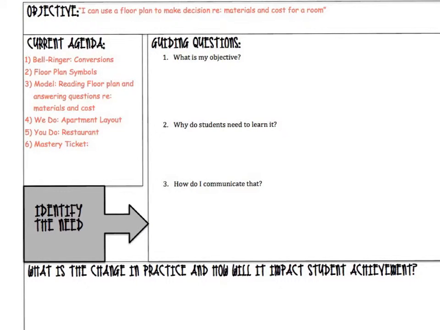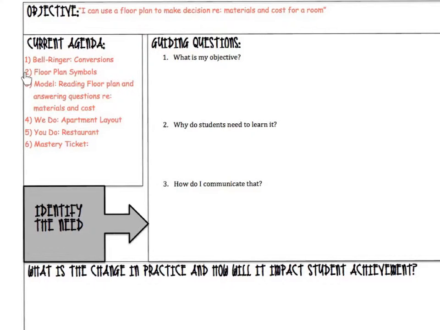Alright, so looking at my development sheet, the first thing that I need to do is answer what my objective is. And my objective is I can use a floor plan to make decisions regarding materials and cost for a room. The second thing I need to do is list my agenda as it is right now. I'm going to have students do a bell ringer that involves conversions. I'm going to have them convert inches to feet and feet to inches. It's going to help me later in the lesson.